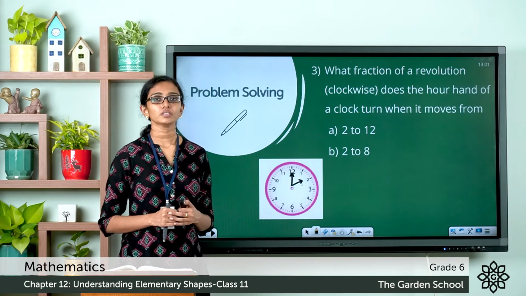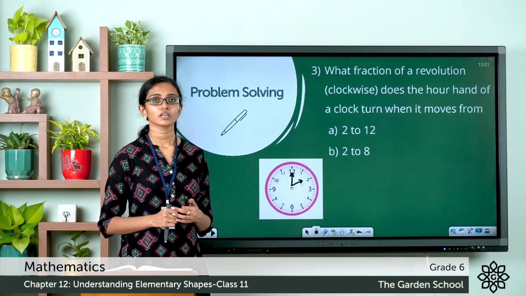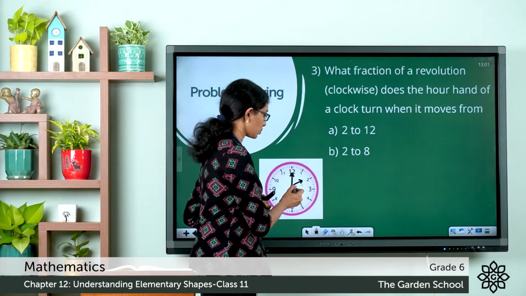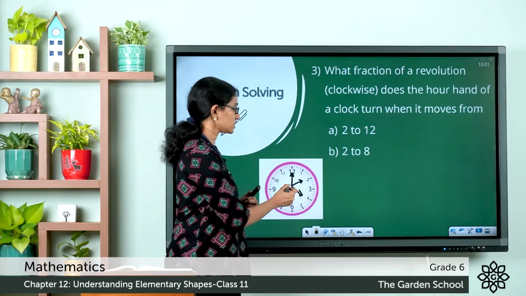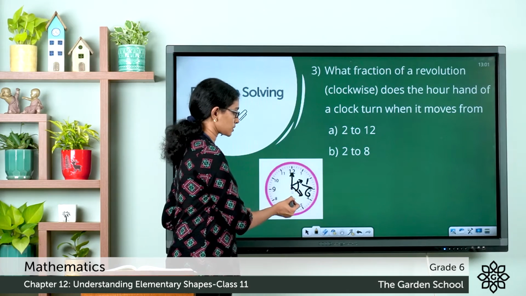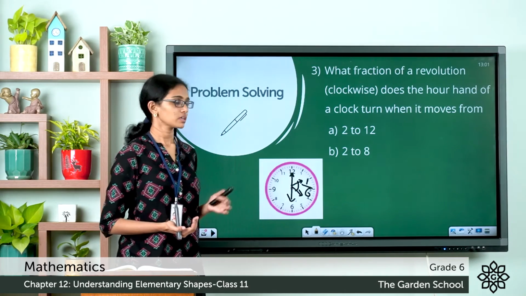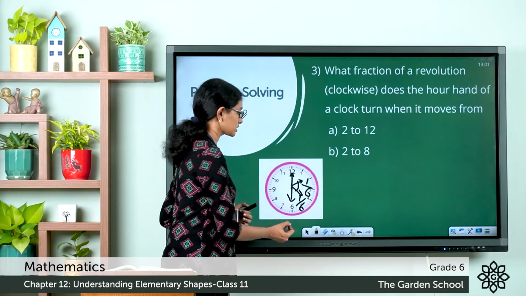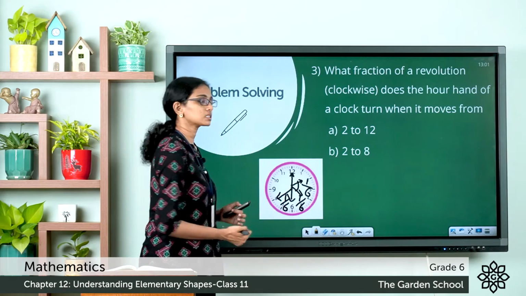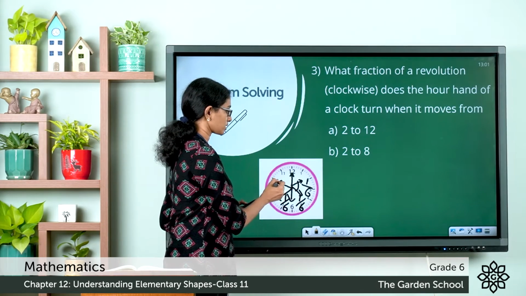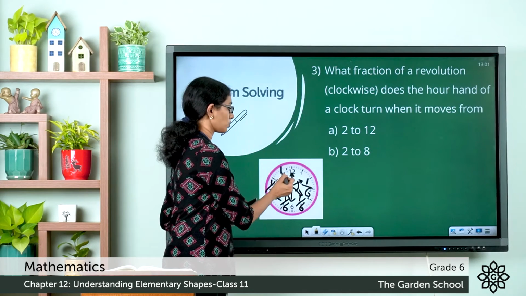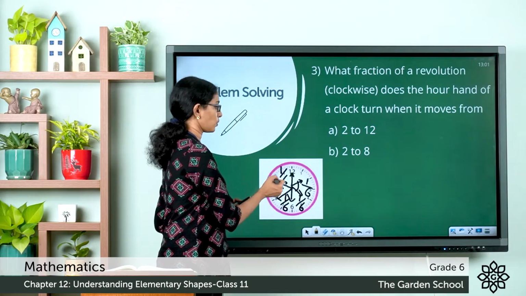Now in another 2 hours, that is when the hour hand is pointed to 4, the hour hand will cover a 1/6 revolution. So when it moves from 2 to 4, this is 1/6. Now in another 2 hours, that is when it is pointing to 6, it will cover another 1/6. Now when the hour hand is at 8, it will be another 1 by 6. Now when it is at 10, another 1 by 6, and when it is at 12, it will cover another 1 by 6. 1, 2, 3, 4, 5.